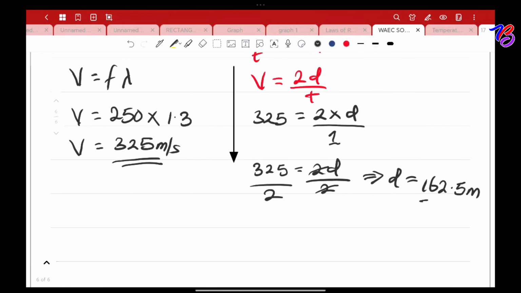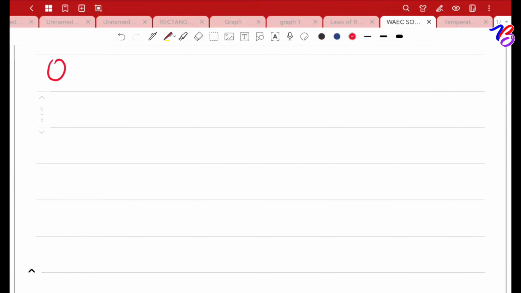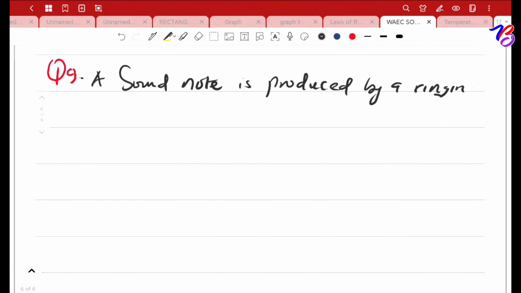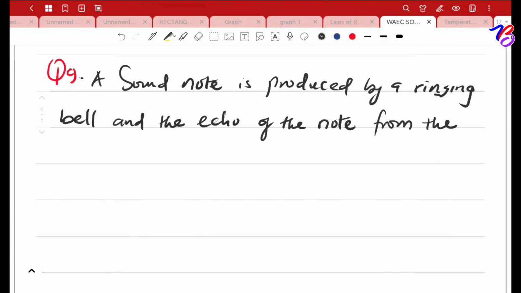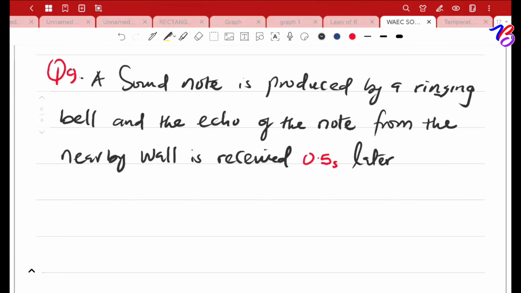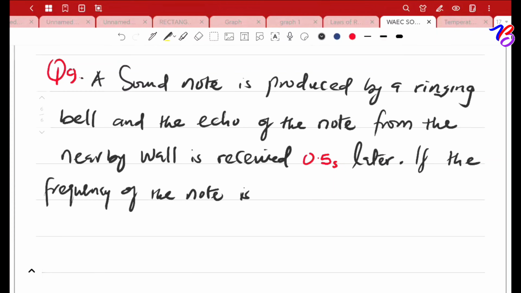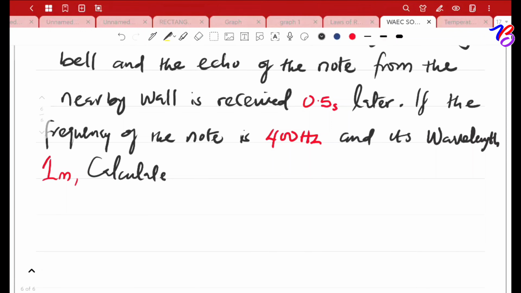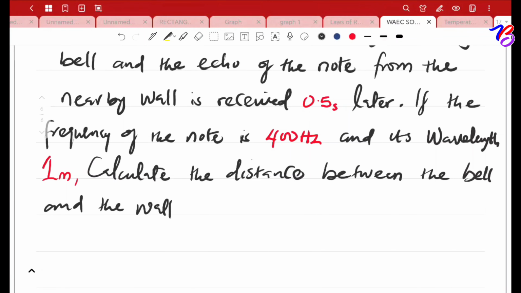162.5 meters. Next question reads, a sound note is produced by using a ringing bell, and the echo of the note from the nearby wall is received 0.5 seconds later. So if the frequency of the note is 400 hertz and its wavelength is 1 meter, then calculate the distance between the bell and the wall.